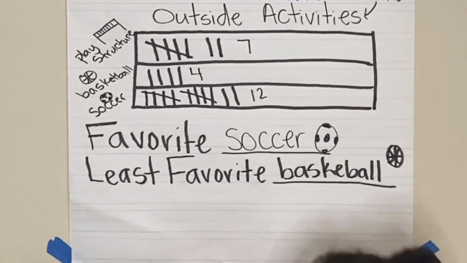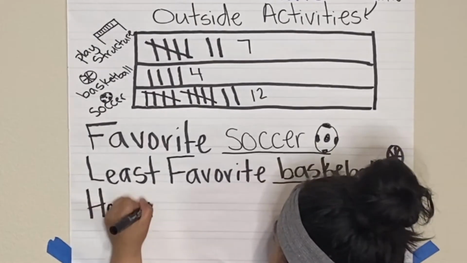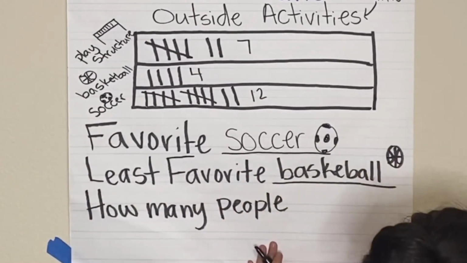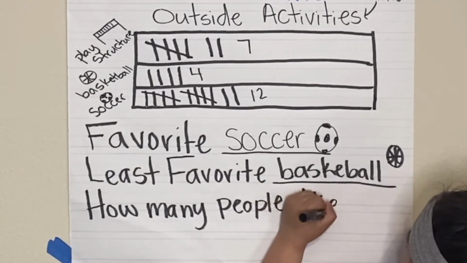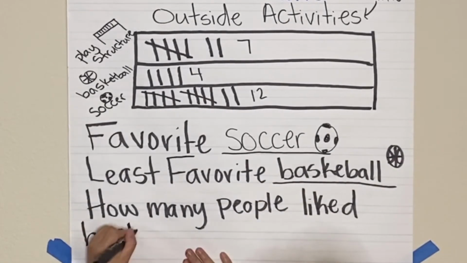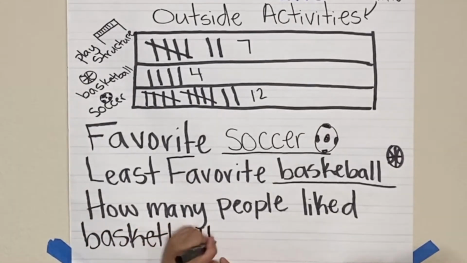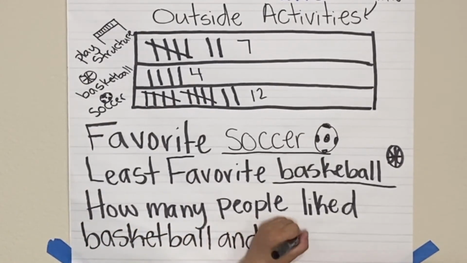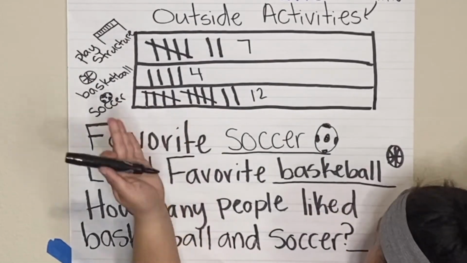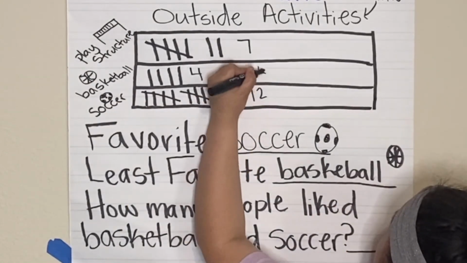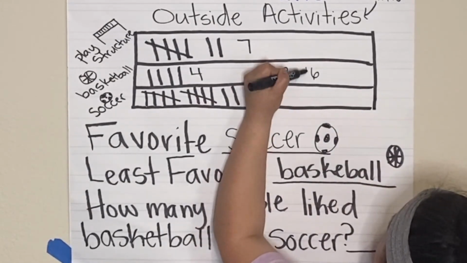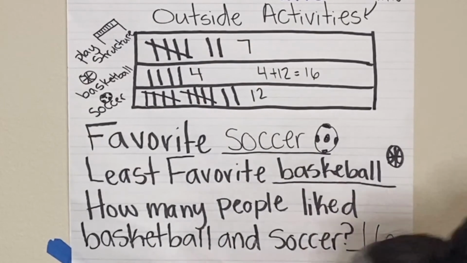Okay, now here's a tricky question. How many people liked basketball and soccer? So think, is that addition or subtraction? If I say basketball and soccer, if you said addition, then you are right. So what I'm going to do is add 12 plus 4, or 4 plus 12. 4 plus 12 equals 16.